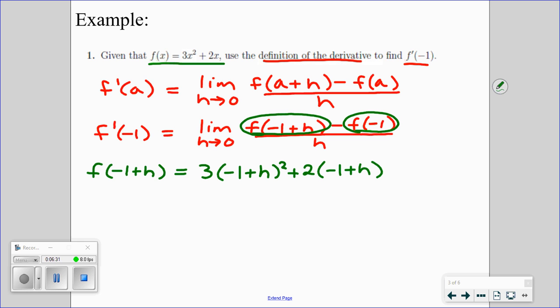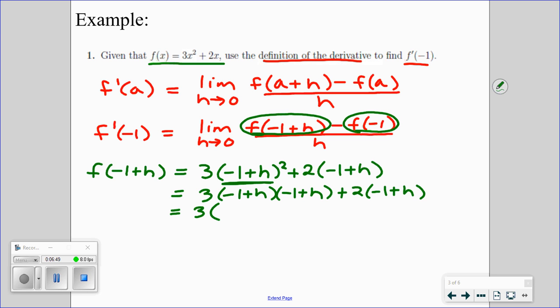Okay, now to simplify this, we will FOIL here, because remember, (-1 plus h) squared means -1 plus h times itself. So we'll end up with 3 times, and then I'm going to FOIL. So I'll get -1 times -1 is 1. -1 times h is -h. h times -1 is -h. h times h is h squared.